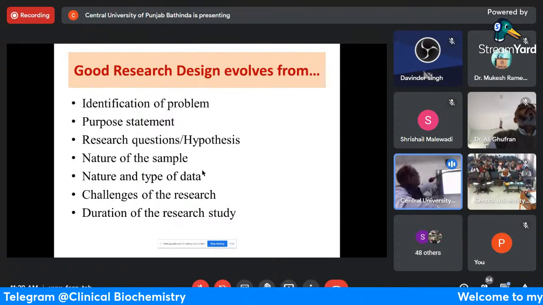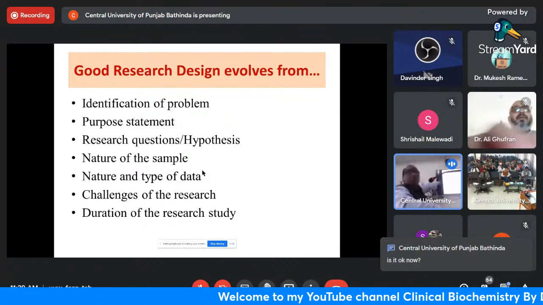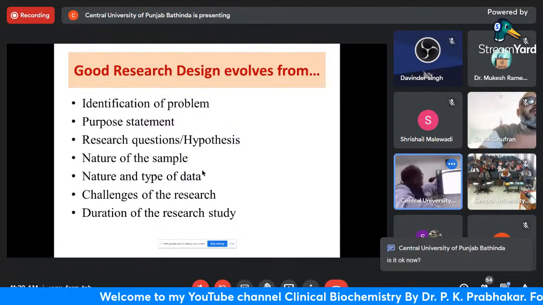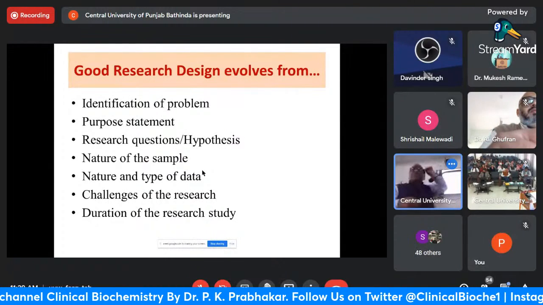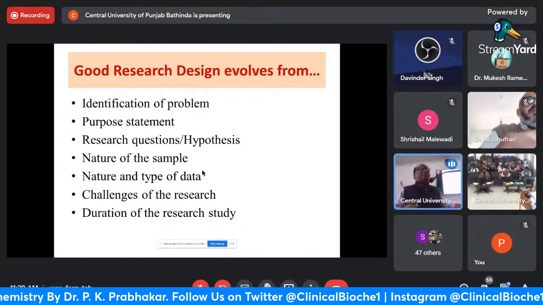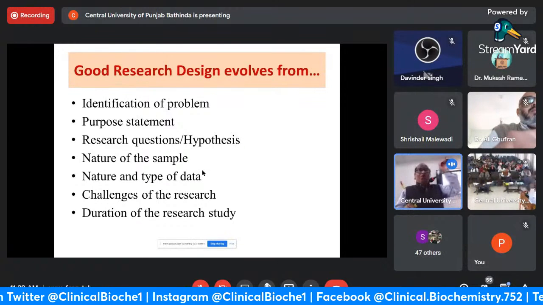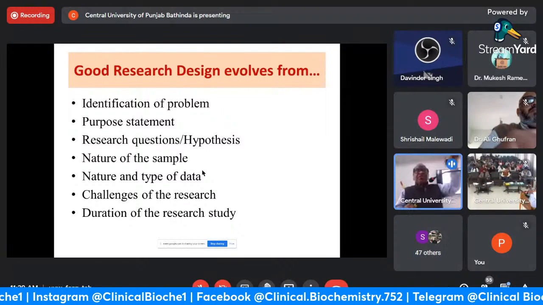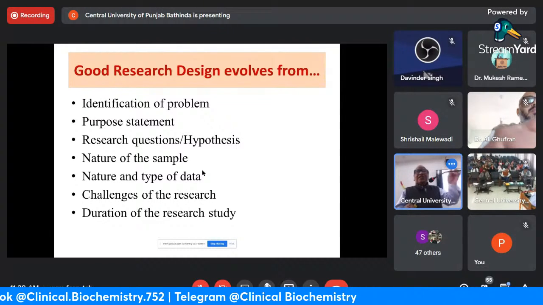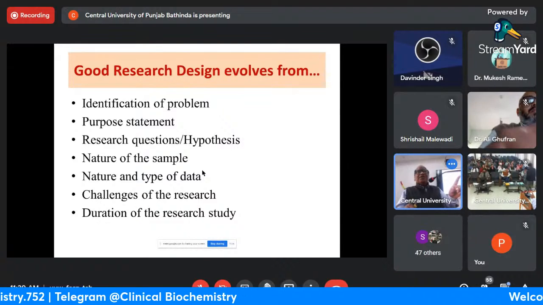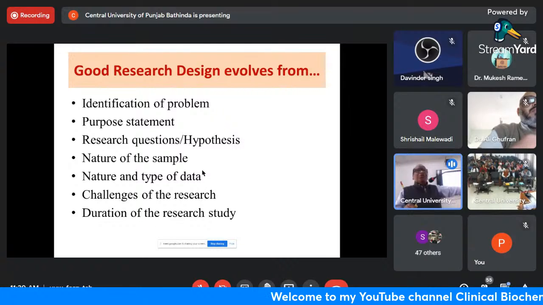You start from identification of the problem, and go towards the purpose statement, research question, hypothesis, and nature of the sample. Very vital: nature of the sample. Where do you want to conduct the study? Who will be your sample? What will be the number of your sample? What is the age of the sample? What are the characteristics of your sample? Consider it very critically and analyze it. Accordingly, your design will be decided.